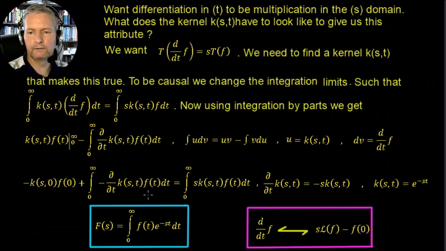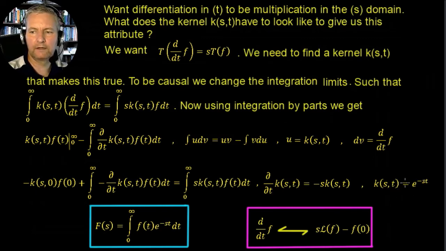So that allows us then to cancel out the f(t)s here and cancel out the whole of the integration, and we're simply going to be left with minus ∂/∂t of k(st) equals s times k(st). Now I've just taken the negative over to the other side and rewritten that here. So now we just have this simple little differential equation, which is ∂/∂t of k(st) equals minus s k(st). Now the only solution to that differential equation is that k(st) equals e to the minus st, and you can see that quite simply.